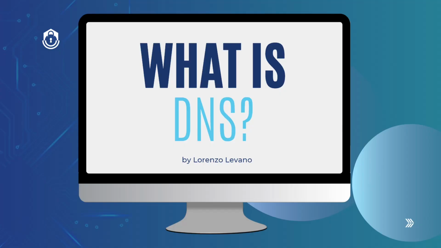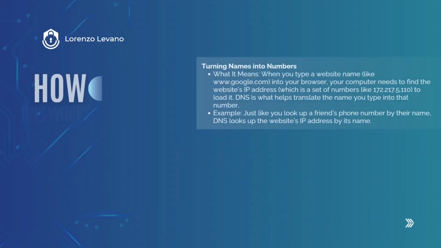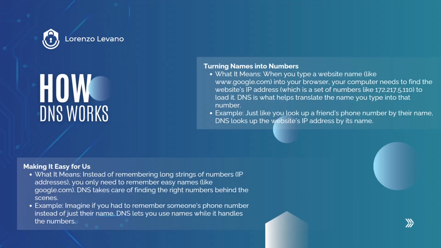The DNS, Domain Name System, is like the phone book of the internet. It translates user-friendly domain names like example.com into IP addresses like 192.0.2.1 that computers use to identify each other on the network. So let's see how it works.